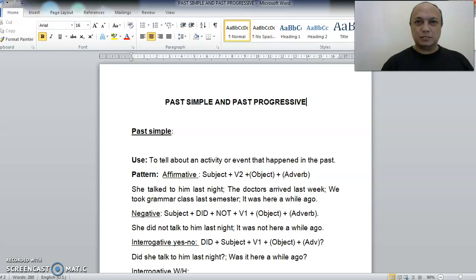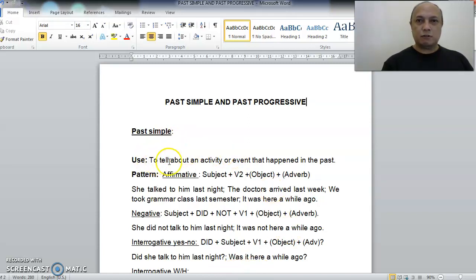Today's topic is past simple and past progressive. I discuss these together because if you learn past progressive, then you also have to learn past simple. In past progressive, they are used in combination. Past progressive also contains past simple, and that's why I bring these two topics together. Okay, let's start with the past simple.